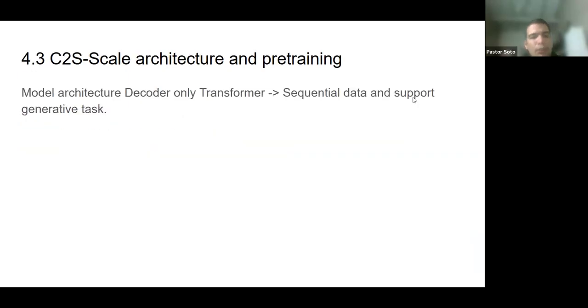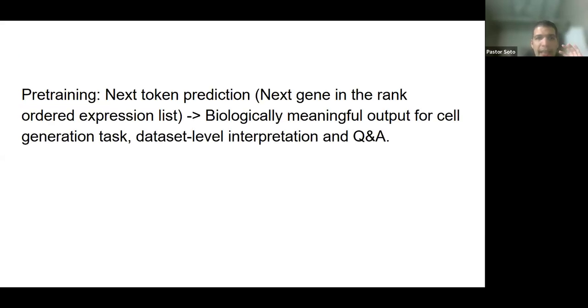And the architecture that they use is a transformer, but only with the decoder, because they wanted to preserve sequential data and also support generative tasks. Now going through the pre-training stage, they use next token prediction. What they mean by next token prediction with this data is to predict the next gene in the rank order expression list. So based on the previous genes that you have, what's the probability of the next gene? That allows biologically meaningful output for cell generation tasks and also dataset-level interpretation and Q&A.